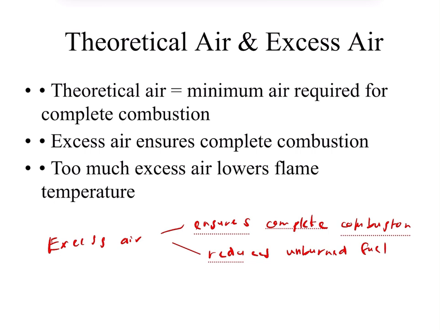So what does excess air actually mean? For example, 150% theoretical air is equal to 50% excess air. We only need the 100% theoretical air, so there is no excess in it. So if we have 167% of theoretical air, we will have 67% of excess air.